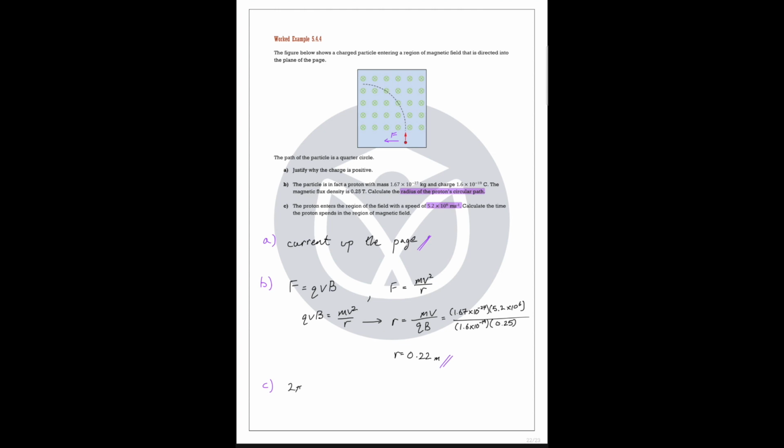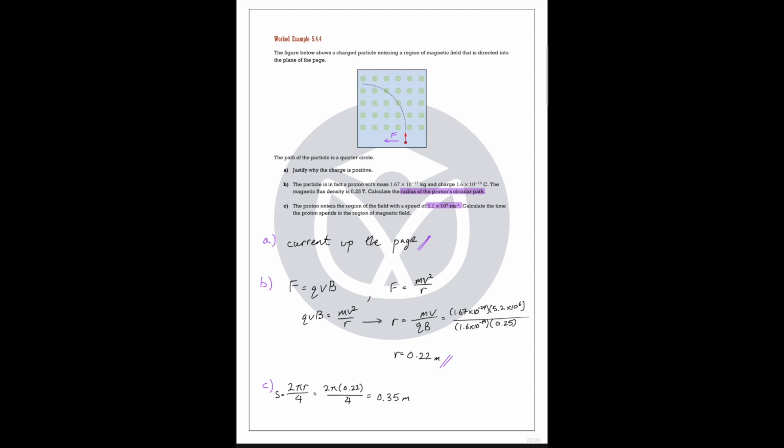So 2 pi r over 4. And that equals 2 pi times 0.22 over 4. So the arc length S is equal to around 0.35 meters.